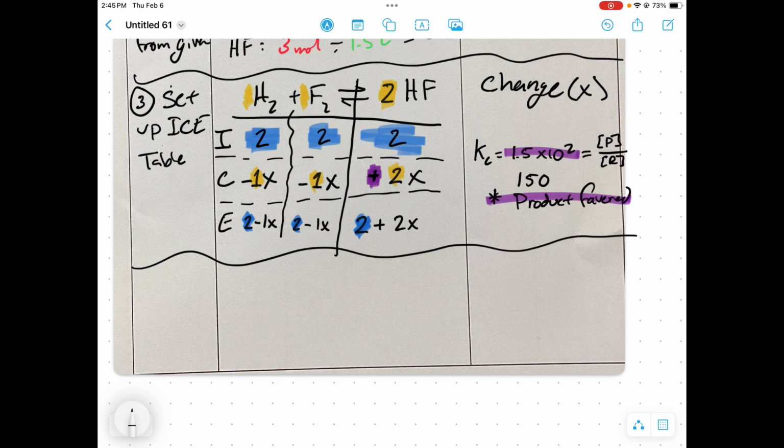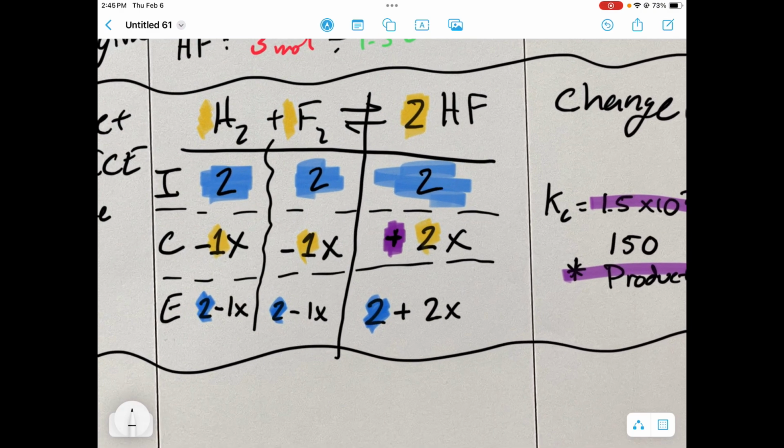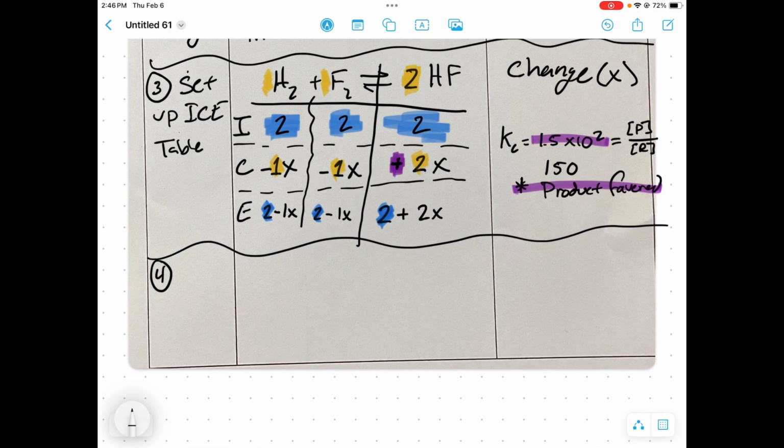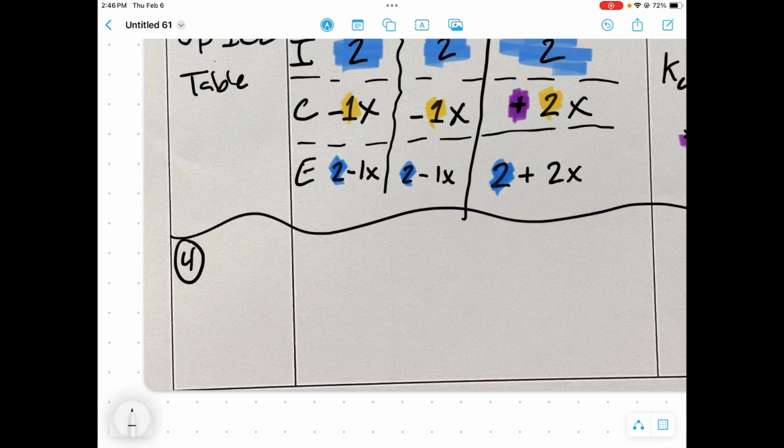Now, in step number 4, it's going to be a little bit different from the first part we did in class. So here in this ice table, I have no way of figuring out what X is equal to because I don't have the initial and equilibrium concentration of one of these chemicals. I have an X variable for all of them. So because of that, we're going to do something a little bit different. Now what I'm going to do is set up my general equilibrium expression.